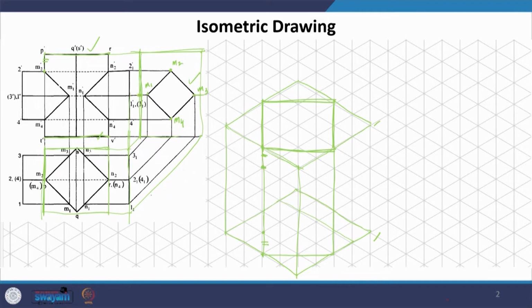So, what I am going to do here is take this height somewhere, say around here, this is where we are going to get this M1, this is your M2, this is your M3 and this is your M4. And if we join this, this is what we are going to get at this plane, right.